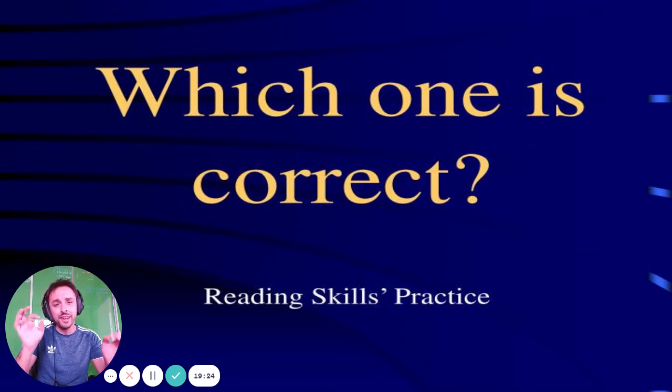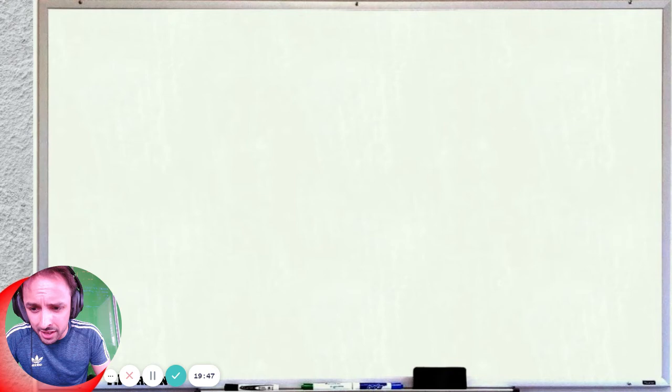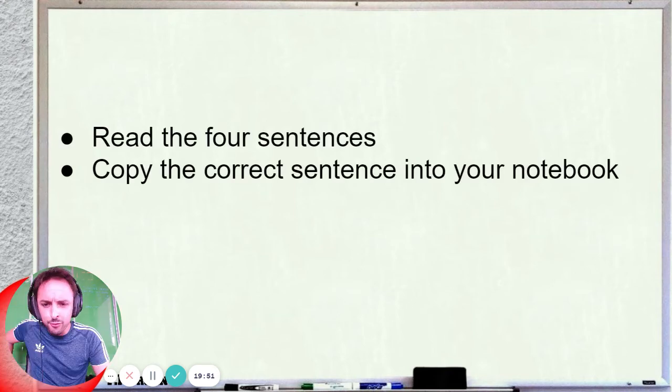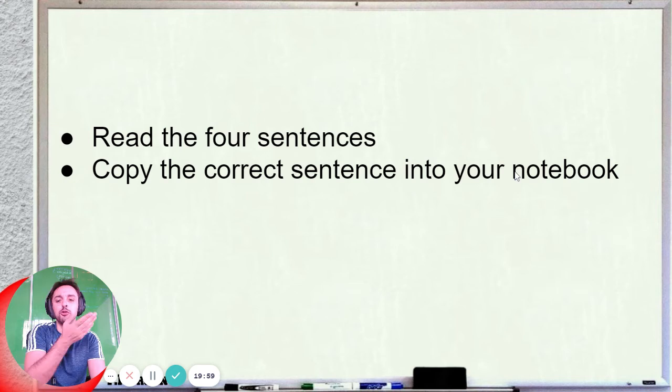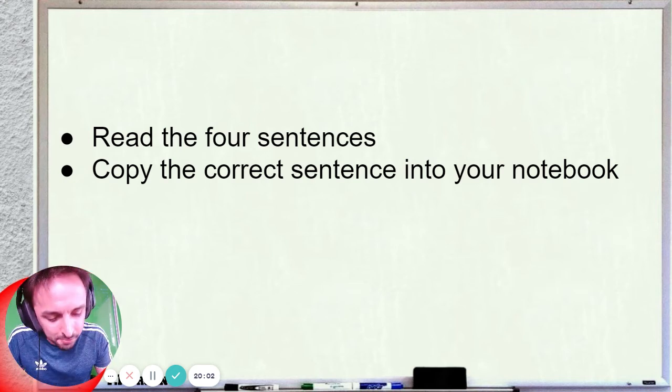I will show you 4 sentences, okay? And I want you to copy the 1 sentence that is correct. 4 sentences, 1 is correct, 3 are wrong. Okay, let's get started. Read the 4 sentences. Then copy the correct sentence into your notebook. Okay, that's what we're doing.